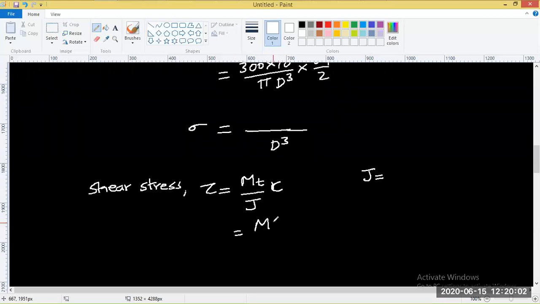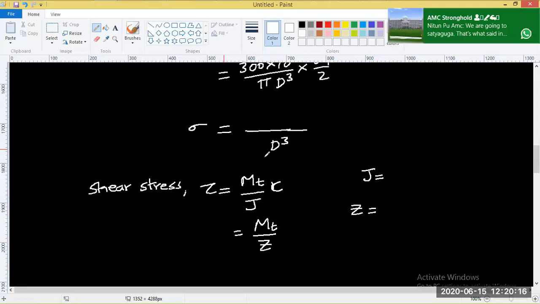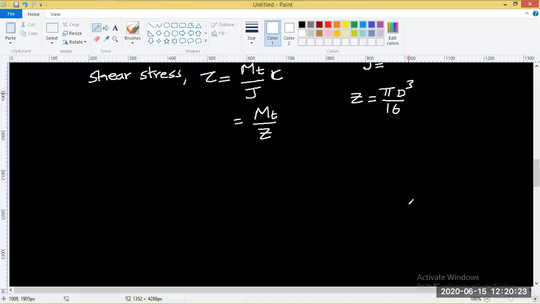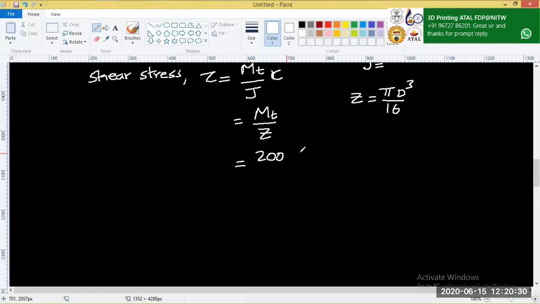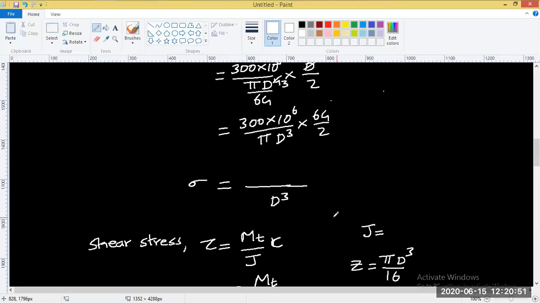So we can write this as Mt by Z, where Z for a circular cross section, you can check here, is pi d cube by 16. So let's just continue that here. Mt is 200 into 10 power 6 over pi d cube divided by 16. Okay, so this will give us our shear stress, again in terms of d cube. So before we proceed, let's calculate these values first.